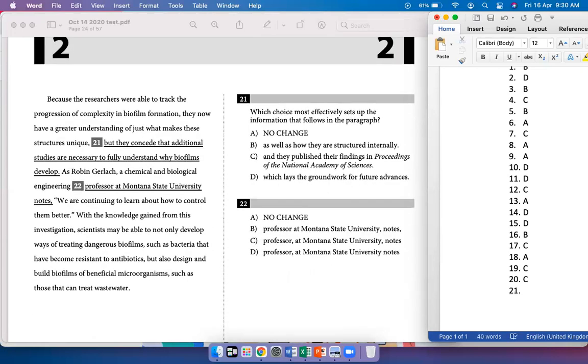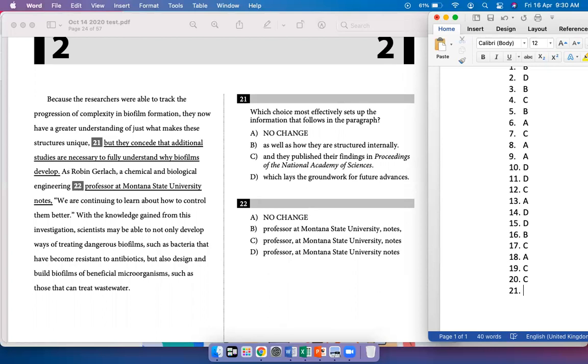Right. Because the researchers were able to track the progression of complexity in biofilm formation, they now have a greater understanding of just what makes these structures unique. But they concede that additional studies are needed. As Robin Gerlach, a chemical and biological engineering professor at Montana State University, notes, we are continuing to learn about how to control them better. With the knowledge gained from the investigation, scientists may be able to not only develop ways of treating dangerous biofilms, such as bacteria that have become resistant to antibiotics, but also design and build biofilms of beneficial microorganisms such as those that can treat wastewater.